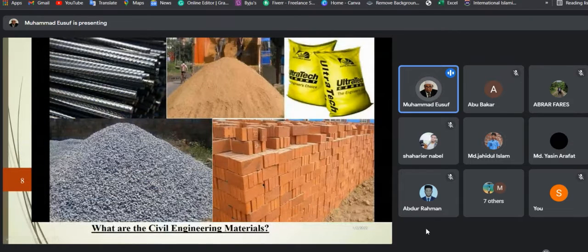Sorry, not bricks. A mixture of cement, sand, and stone chips, and water. You can see the chips. Or try to remember that this is called aggregate. Sand is called fine aggregate. Okay.